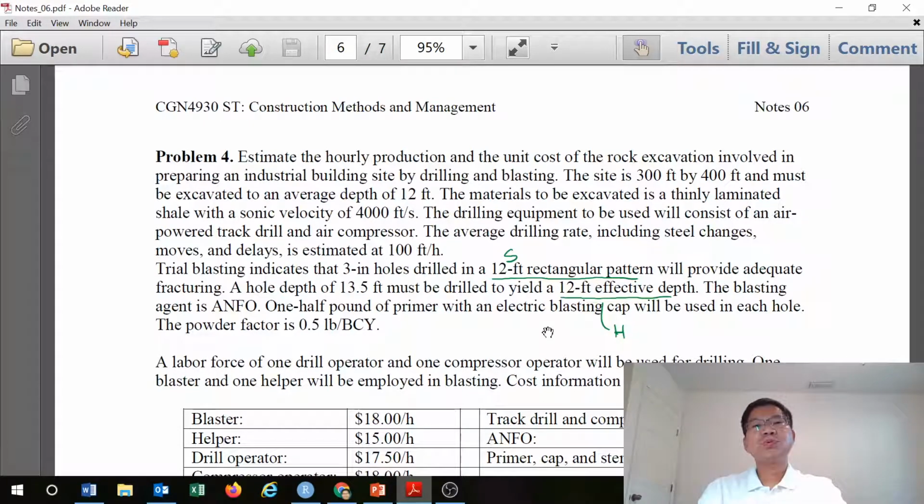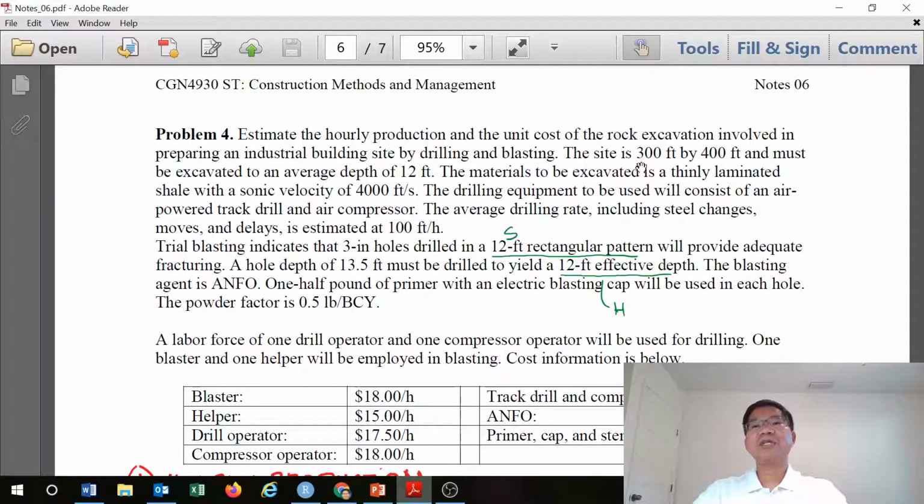In this lesson video, we walk through problem 4, which culminates what we learned in today's lessons, to determine the hourly production and the unit cost of the rock excavation, which involves, of course, drilling and blasting. The size of the excavation is 300 feet by 400 feet, so that is the horizontal area, and it must be excavated to an average depth of 12 feet. So we can find the bank cubic yards, the volume.